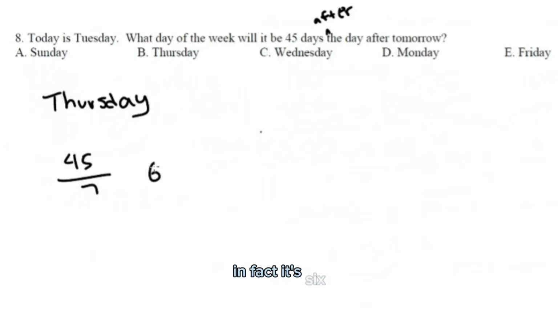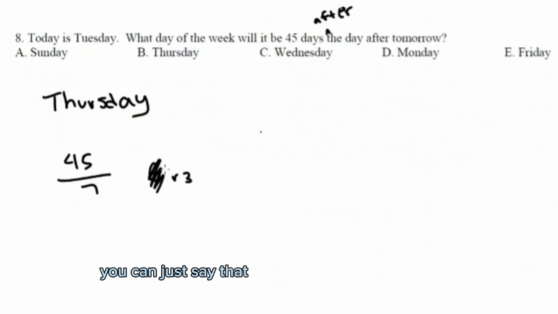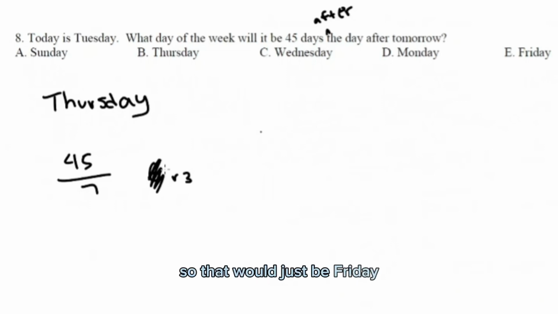So in fact, it's 6 remainder 3. We can ignore the 6 for now because all we're looking at is the remainder. We can just say that we skipped 6 weeks ahead and we're back on Thursday. Now, after Thursday, there's 3 days left. So that would just be Friday, Saturday, Sunday. So 3 days after Thursday is just Sunday.